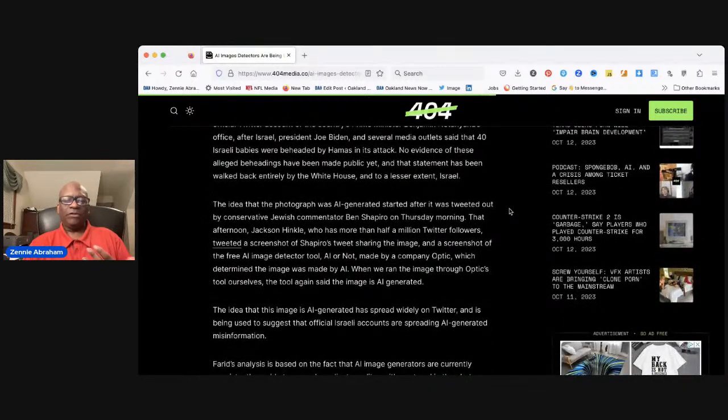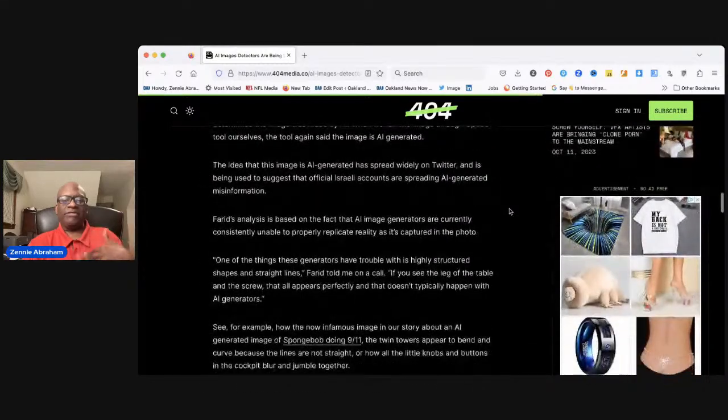But the idea that the photograph was AI generated started after it was tweeted out by conservative Jewish commentator Ben Shapiro on Thursday morning. Then in the afternoon, this article reads, Jackson Hinkle, who has more than 500,000 Twitter followers, tweeted a screenshot of Shapiro's tweet sharing the image and a screenshot of the free AI image detector tool, AI or Not, made by a company called Optic, which determined the image was made by AI. When 404 Media ran the image through Optic's tools themselves, the tool again said the image was AI generated. The idea has spread widely on Twitter and is being used to suggest that the official Israeli accounts are spreading AI generated misinformation.